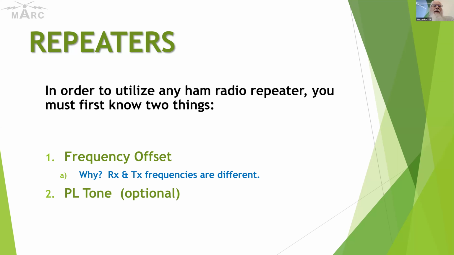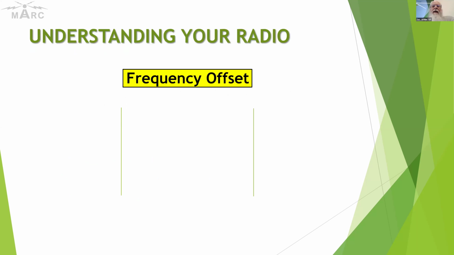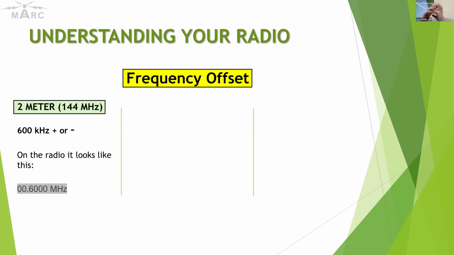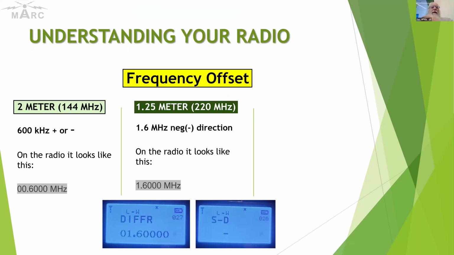So let's talk about the frequency offset. For the 2 meter band, it's 600 kilohertz, plus or minus, depending on where on the band you are. On the radio, it looks like 0.6 megahertz. That's how you'll see it on the radio. For the 220 band, the 1.25 meter band, it's 1.6 megahertz negative, all the time. That's the standard.